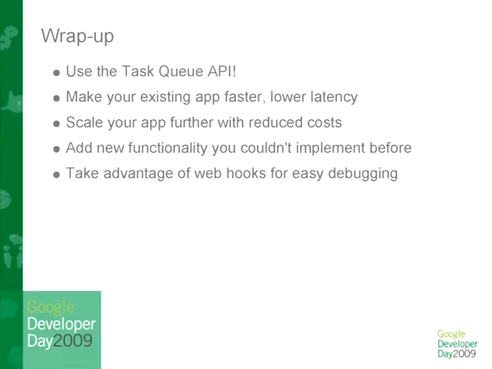So to wrap up, and then we'll have questions. Use the task queue API. It will make your app faster. It'll lower your latency. It'll scale your app in a better way and reduce your costs. It'll let you do things you never could do before. And when you start using webhooks for easy debugging, you really can't go back.